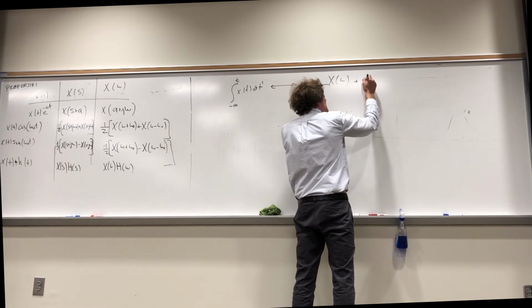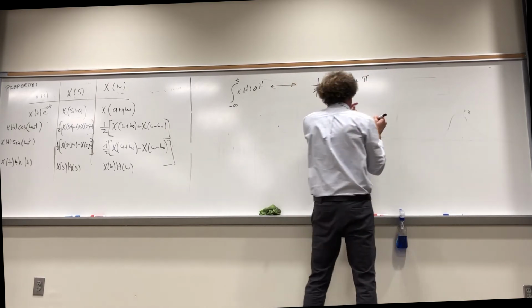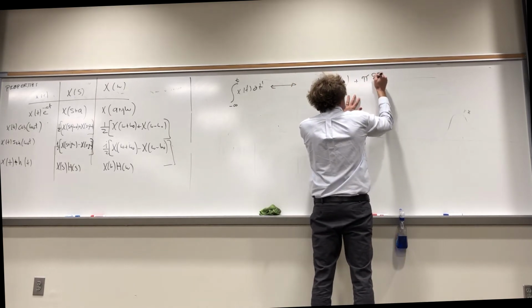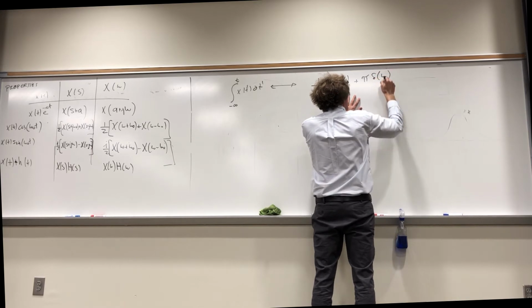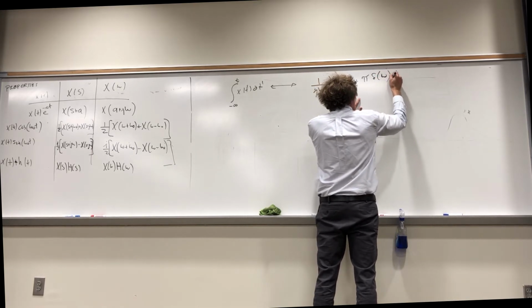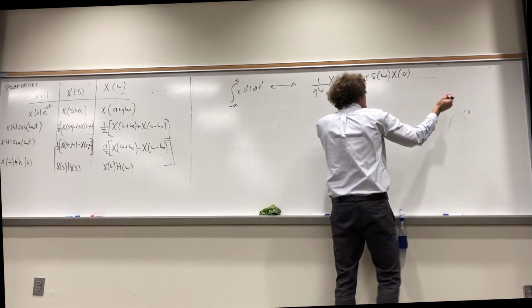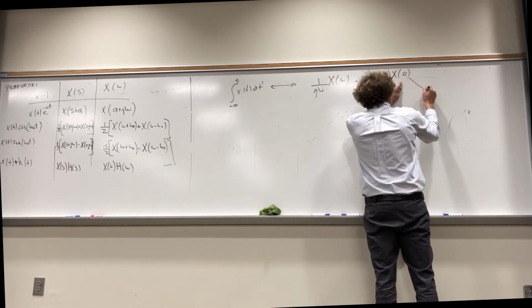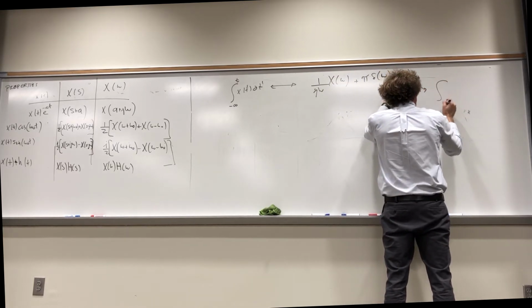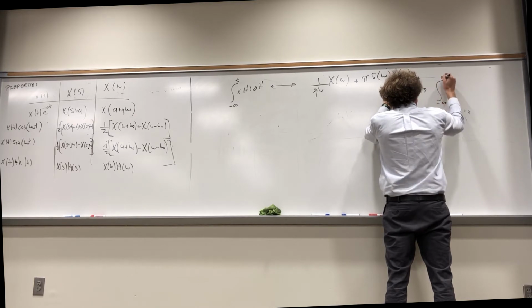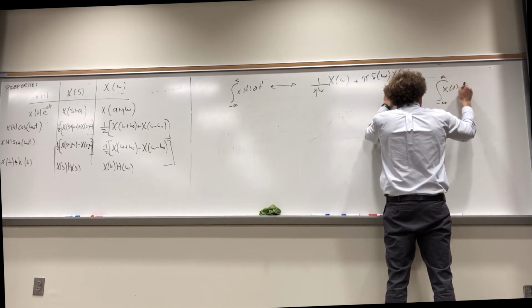Now you're going to get something called pi, which is just pi. Then it's going to be times delta of omega. And then it's going to be x of 0, where this x of 0 here is actually the integral from minus infinity to infinity of x of t dt.